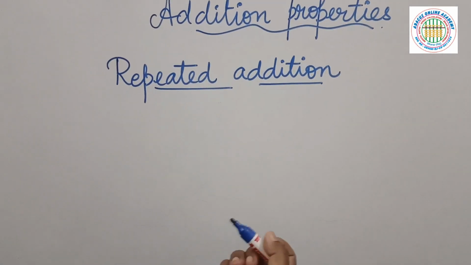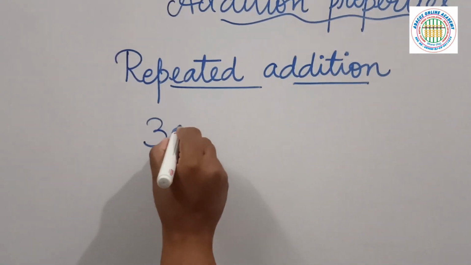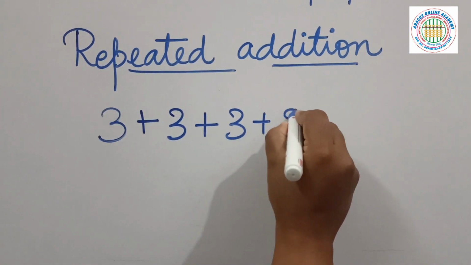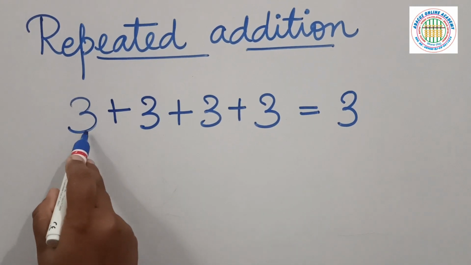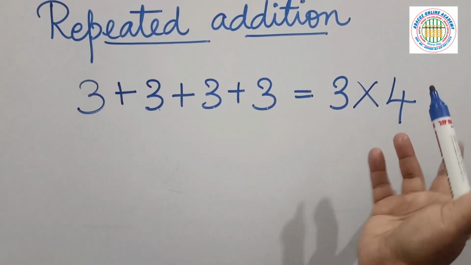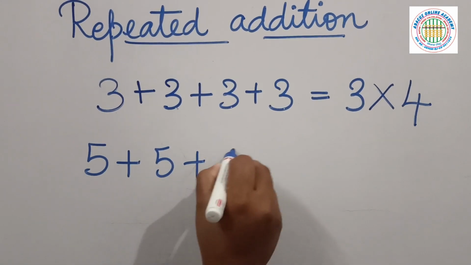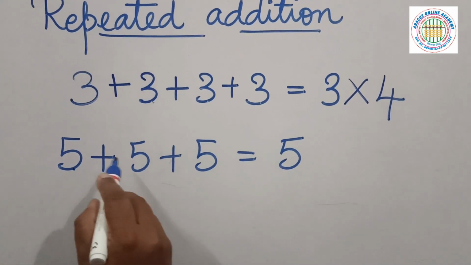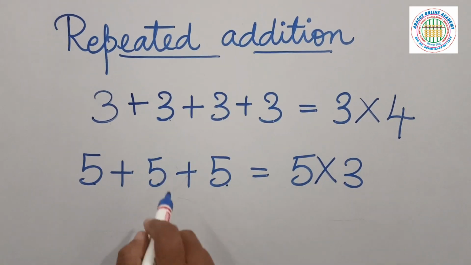Okay, repeated addition. What do you mean by repeated addition? That is repeating the numbers. Okay, 3 plus 3 plus 3 plus 3. Now how many times did I repeat 3? 1, 2, 3, 4 times. Okay, 5 plus 5 plus 5. How many times did I repeat? 1, 2, 3. So this is called repeated addition.